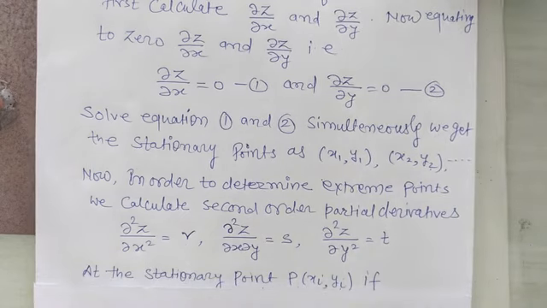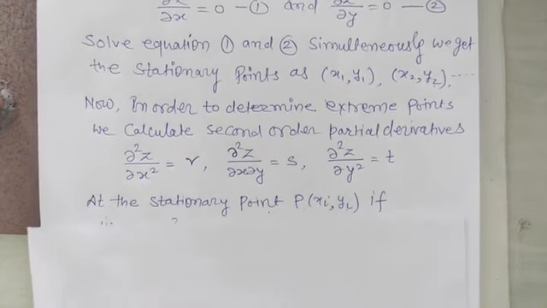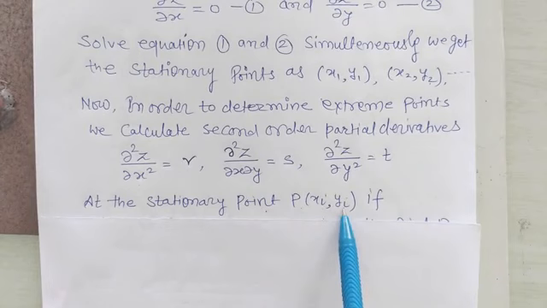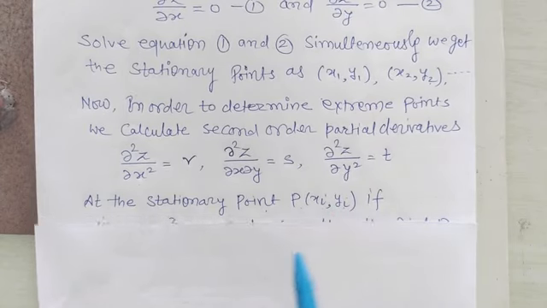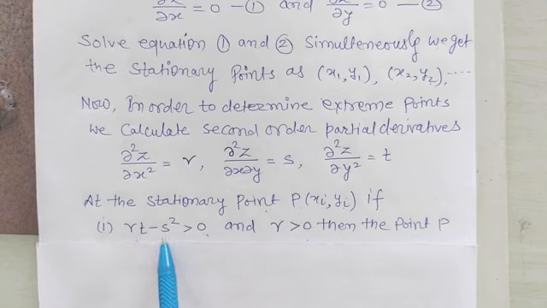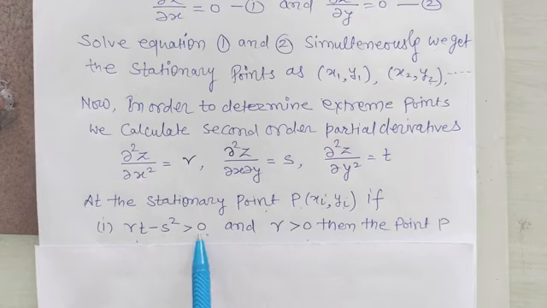Now at the stationary point (xi, yi), suppose the point P is (xi, yi), we calculate rt minus s squared. If we find rt minus s squared is positive, greater than 0, then we find r, and if r is also positive at this point P, then the point P is a minima.